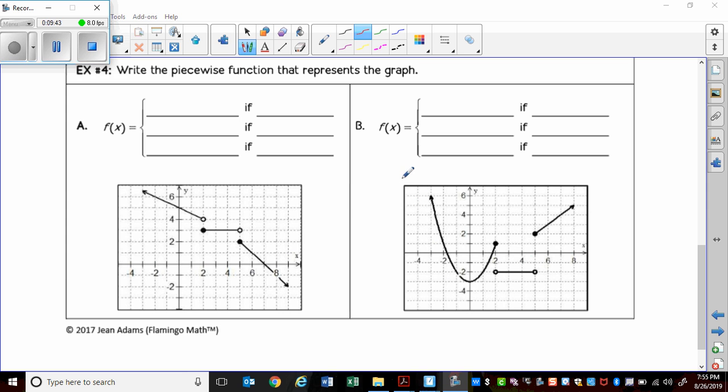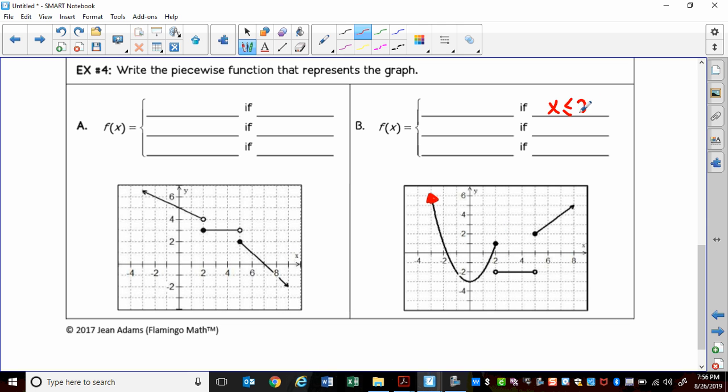I'm always going to start with the left-hand one, and this goes on forever to the left, right? There's an arrow here, and it stops right here at 2, but it is closed here at 2. So this is when x is less than or equal to 2, we have to use the parabola. The equation for a parabola: it looks like the slope is up 1 over 1, so it'll be x squared, and then minus the y-intercept. So it'll probably be negative 3. So x squared minus 3.